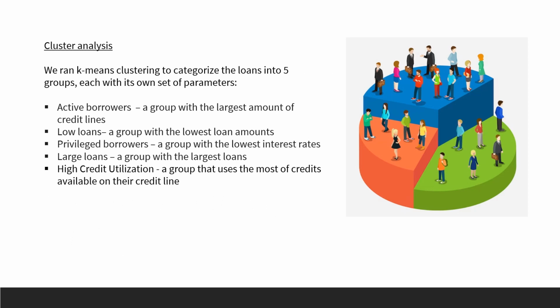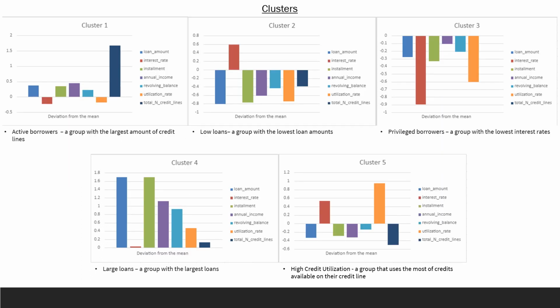The next step is to separate borrowers into several groups where borrowers are similar within the group but different from other groups. To do this, we ran k-means clustering, and on the output we obtained 5 groups that represent all borrowers from the dataset. This is a graphical representation of the groups. On the x-axis, you can see the 7 major group attributes, while the y-axis represents the deviation from the average zero of all the groups together.